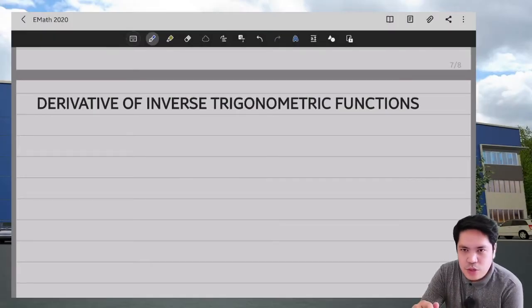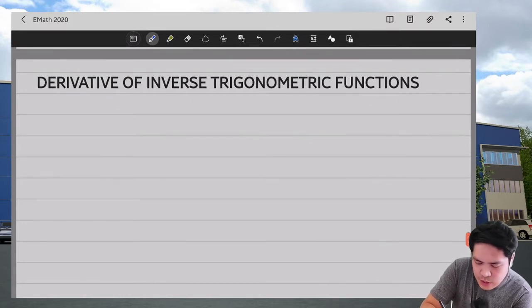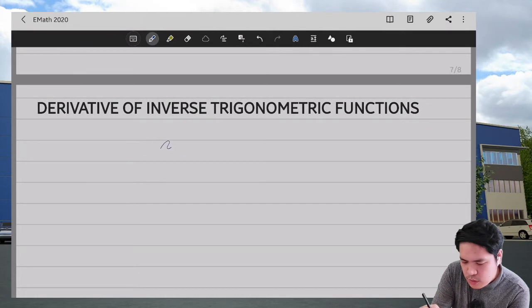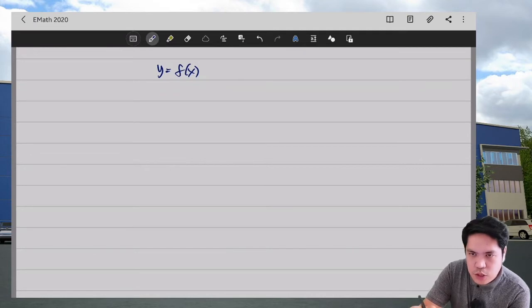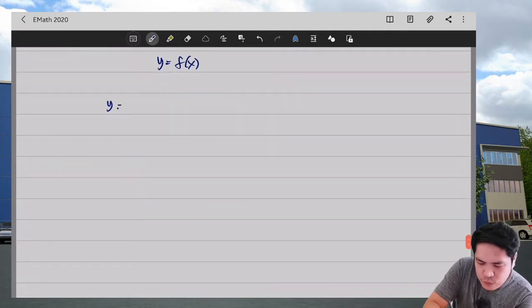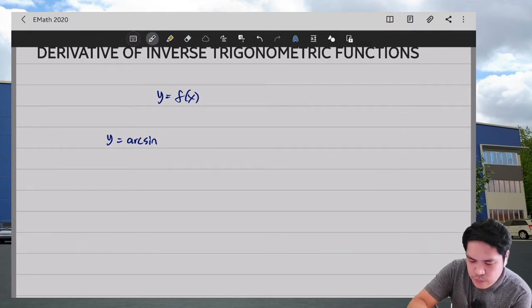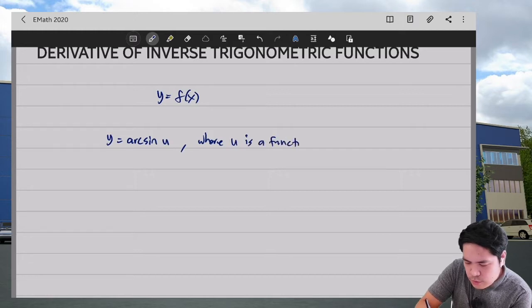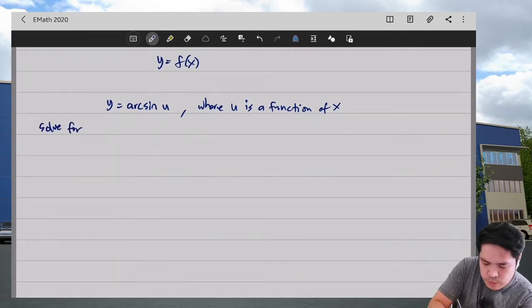We will now proceed to the derivative of inverse trigonometric functions. Again, we start with a function y. We know that y is equal to a function of x, and in this case, the function is an inverse trigonometric function. So we'll start with sine. We have y is equal to arc sine x. Or how about, let's make this u, where u is a function of x. Okay, so we need to solve for y prime or dy over dx.